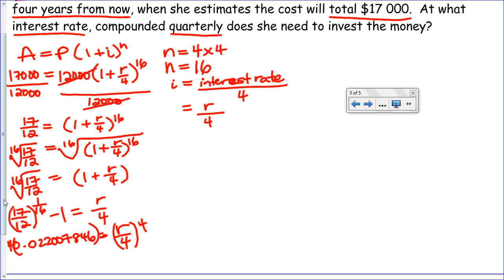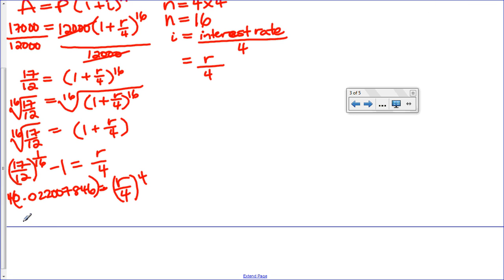I'm running out of room here. And so 4 times this is going to be approximately 0.088. And of course the 4 is reduced on this side, leaving me with just r. And this was rounded, so I'm just going to do a little approximation here. So that means that the rate was 0.088, but that's as a decimal.